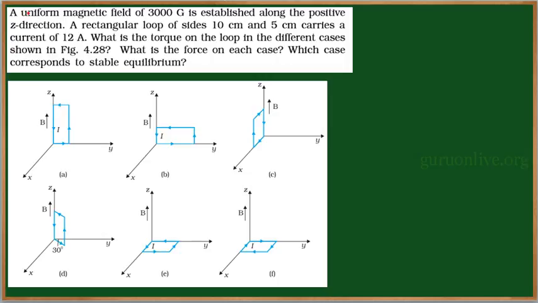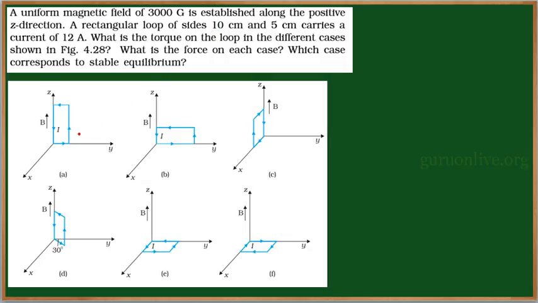See this problem. A uniform magnetic field of 3000 Gauss is established along the positive z direction. A rectangular loop of sides 10 cm and 5 cm carries a current of 12 amperes. What is the torque on the loop in the different cases shown in the figure? What is the force on each case? Which case corresponds to stable equilibrium?